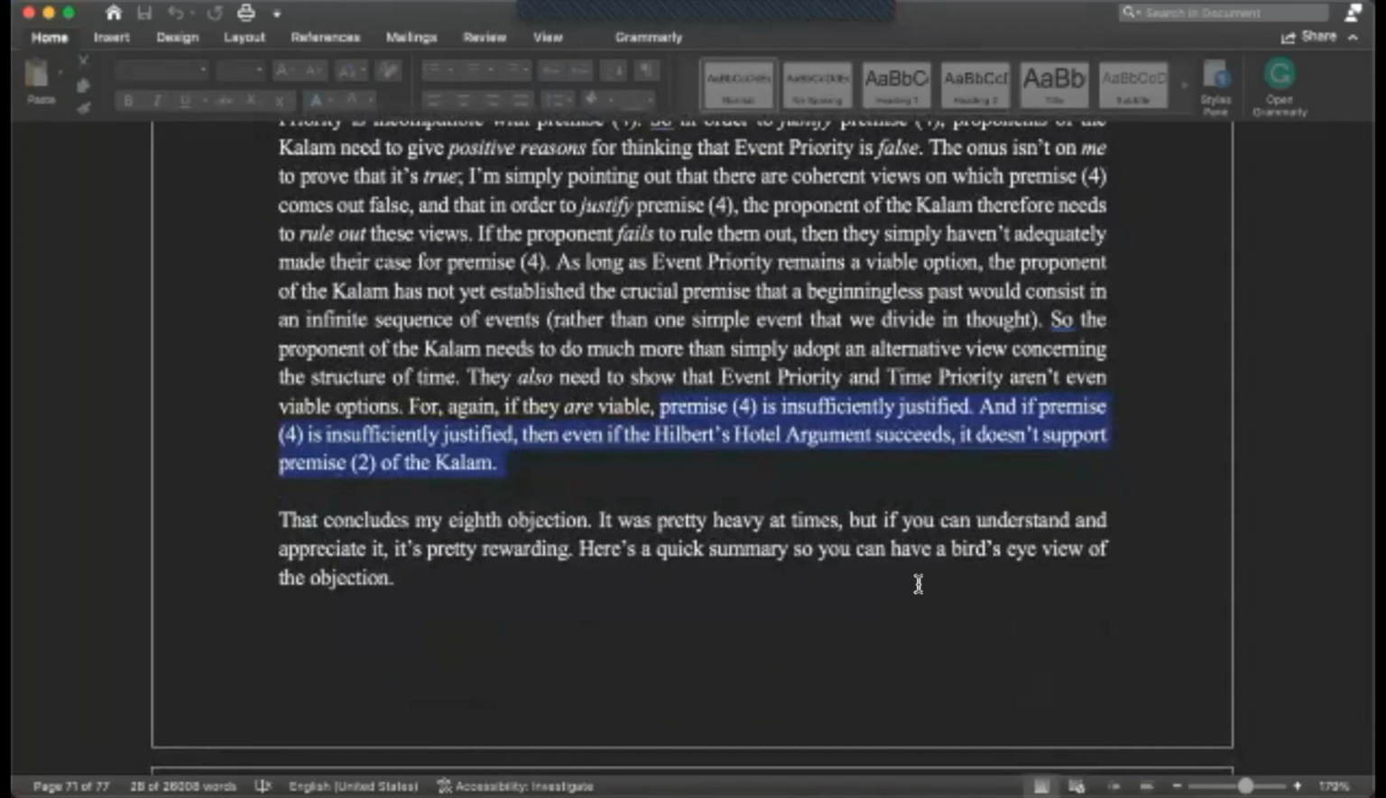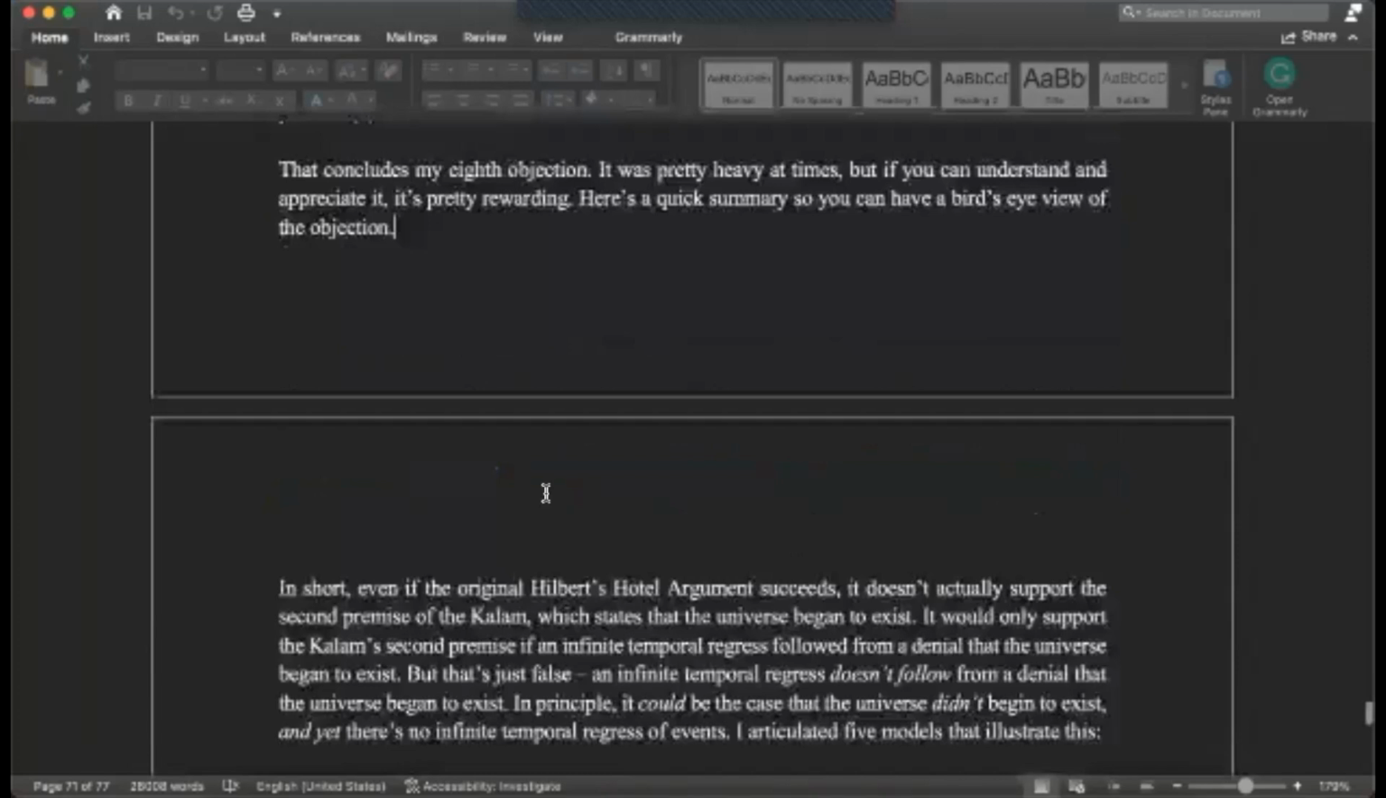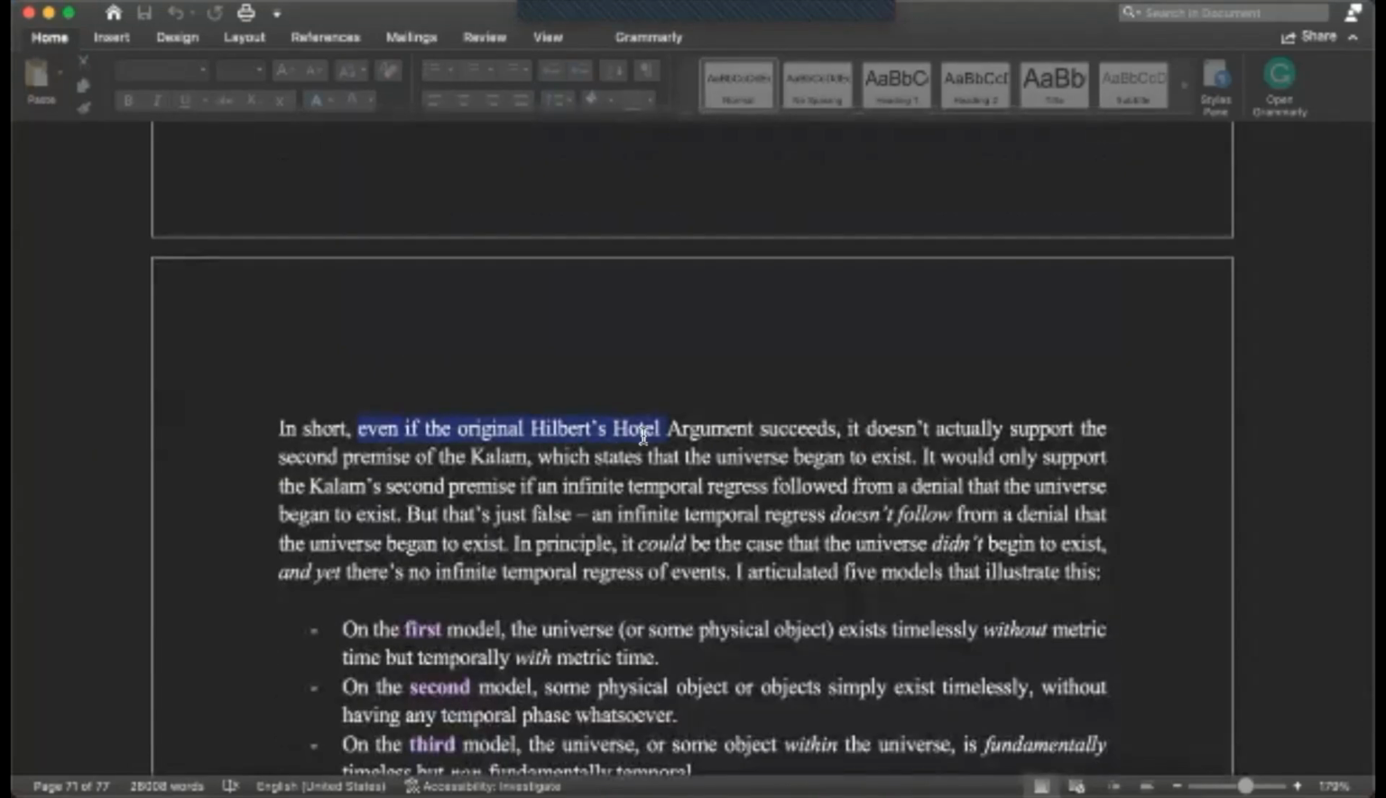It was pretty heavy at times, but if you can understand and appreciate it, it's actually super duper rewarding. So here's a quick summary so you can have a bird's eye view of this 8th objection. In short, even if the original Hilbert's Hotel argument succeeds, it doesn't actually support the second premise of the Kalam, which states that the universe began to exist.